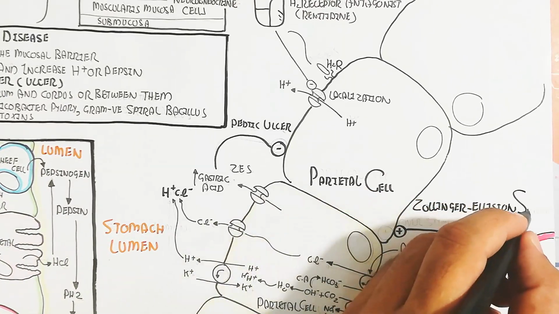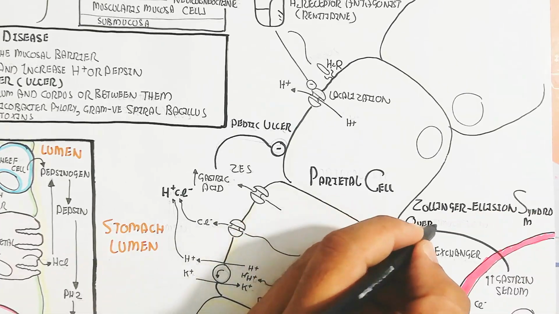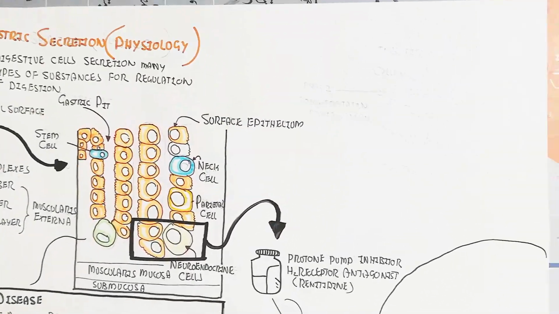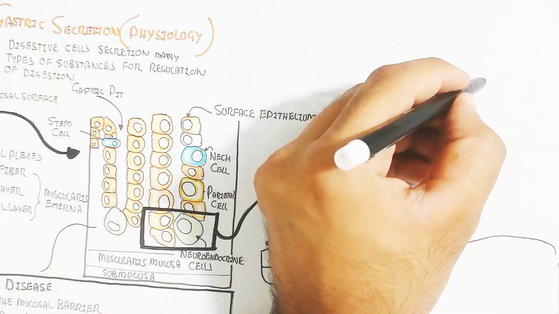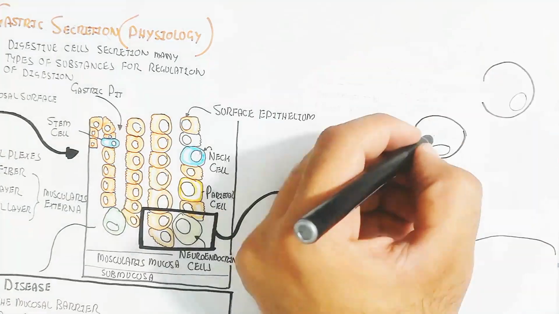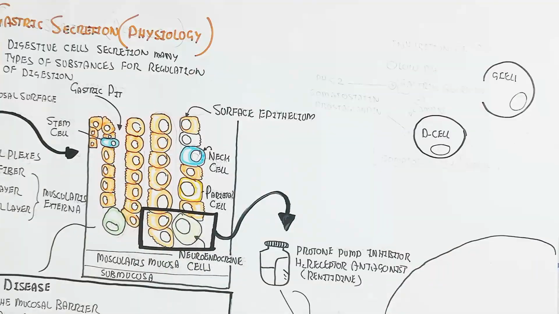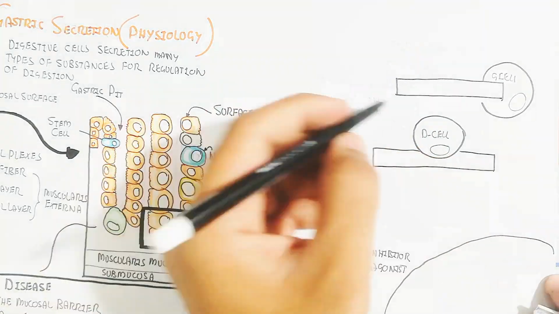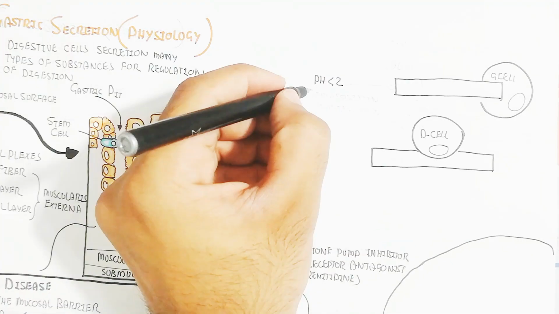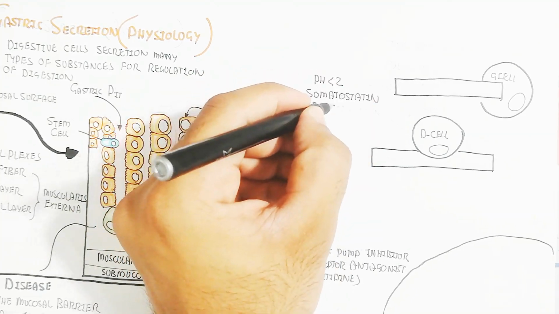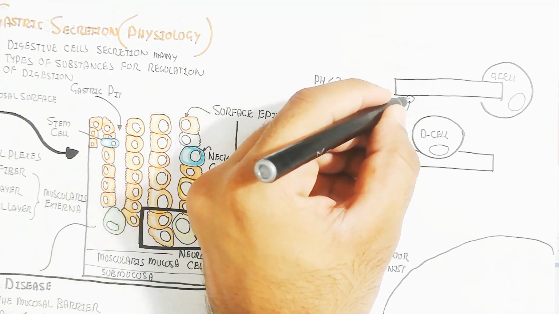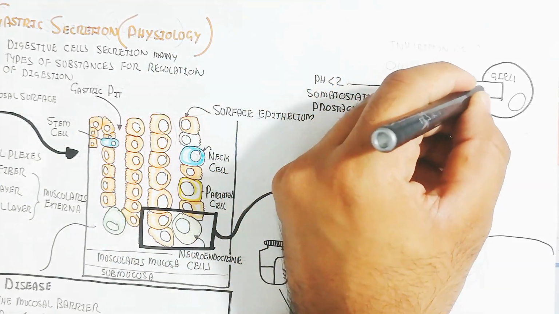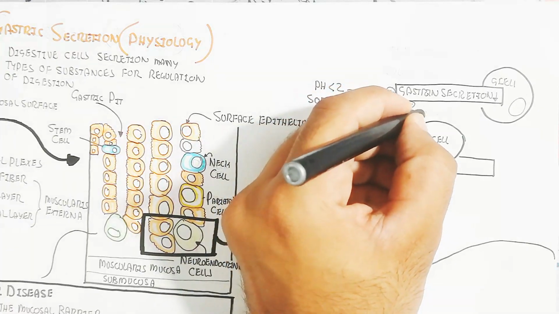Zollinger-Ellison syndrome is the overstimulation of gastrin in the serum, which leads to overstimulation of the parietal cell to produce more acid, causing peptic ulcer. So remember that more gastrin will lead to more chance of peptic ulcer. Whenever the pH is more than 2, it will trigger the gastrin secretion, while on the other hand it will be decreased due to the increase of the acidity in the stomach.